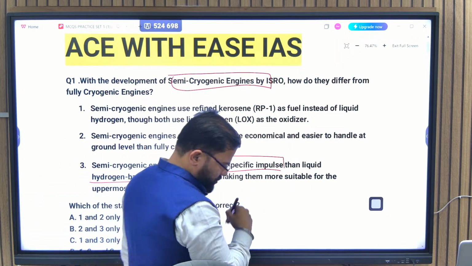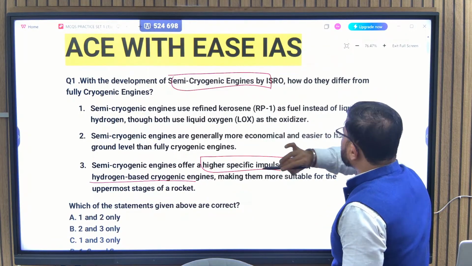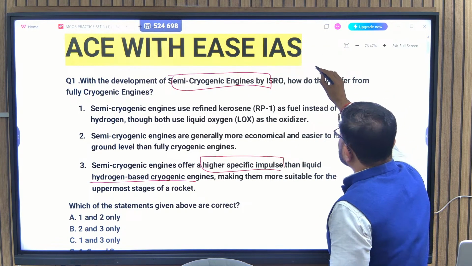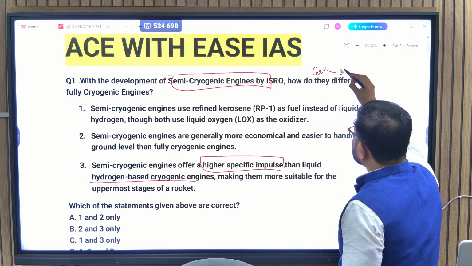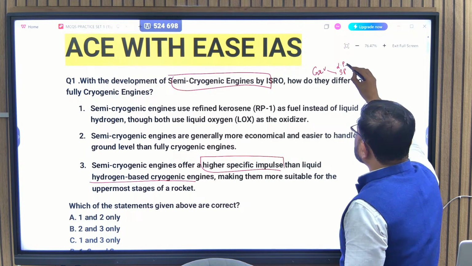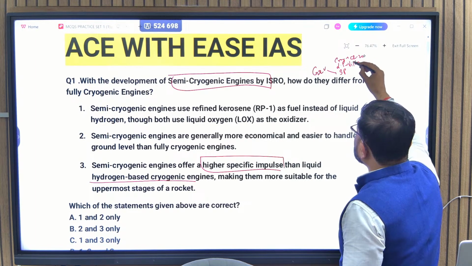Okay, so we have discussed what a semi-cryogenic engine is. For example, if you talk about the GSLV, Geosynchronous Launch Vehicle, it comprises 3 different stages. In the first stage, we will have solid propellant. In the second stage, we will have liquid propellant, and for that purpose we will be using the Vikas engine. And finally, we will have cryogenic propellant, and for this purpose we will be using the CE-20.